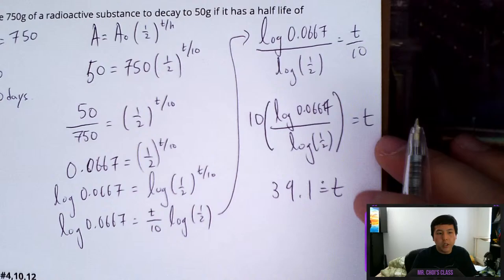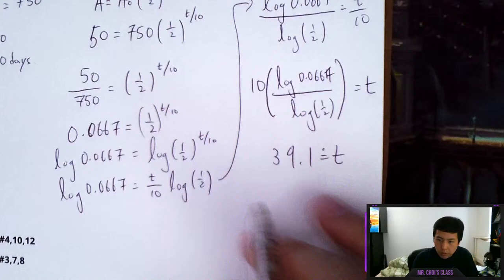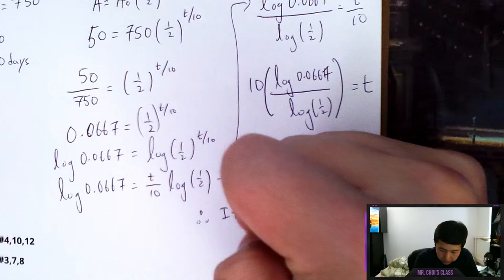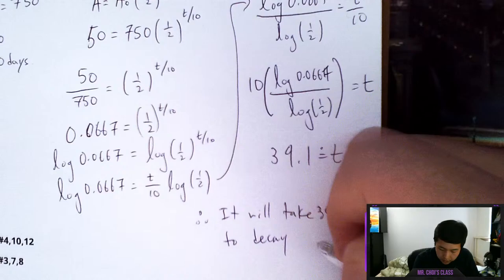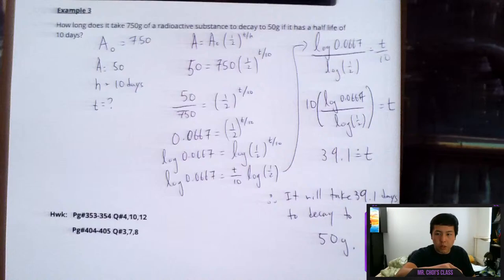And so my final answer, well, if half-life was in days, that means my time must be in days, as the units must match. And so we can write at the end, therefore, it will take 39.1 days to decay to 50 grams. And there we have it. I'm going to zoom out so you can see that as a whole.